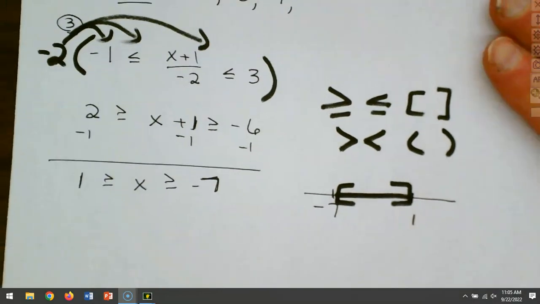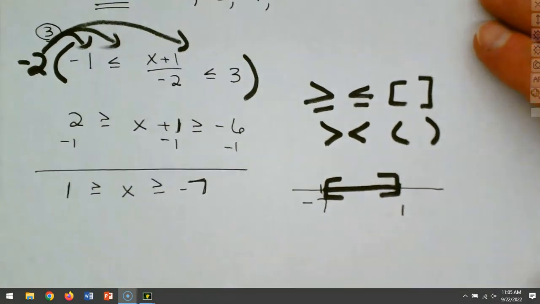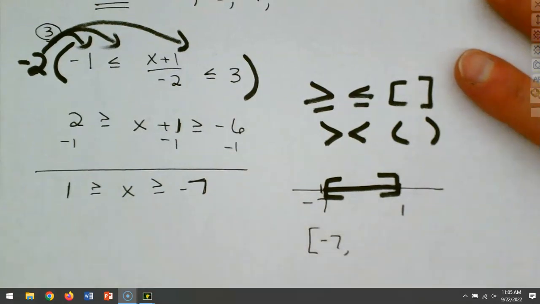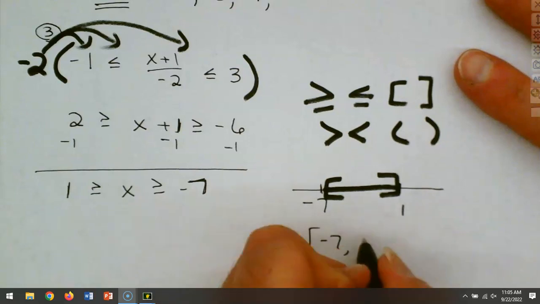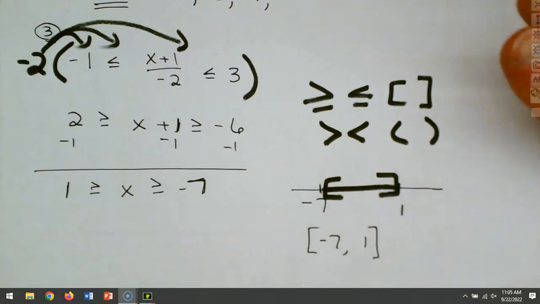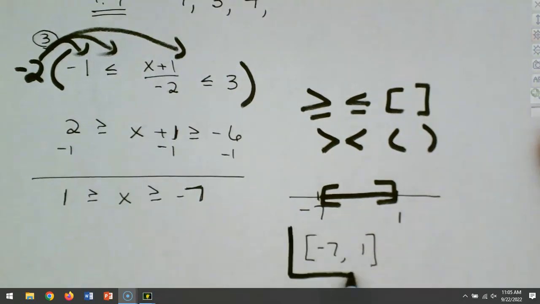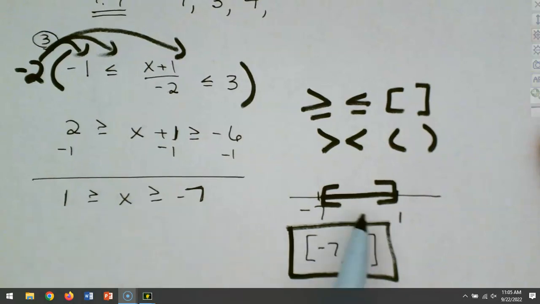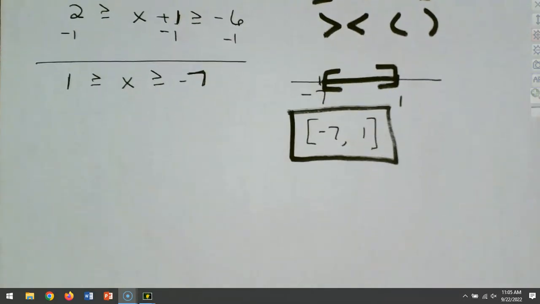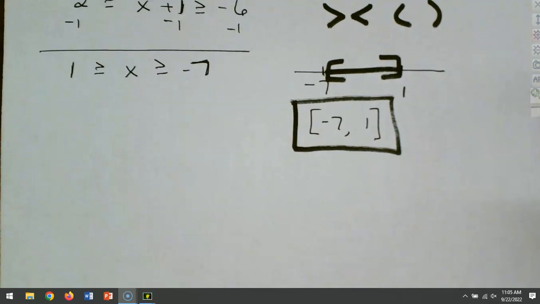And then in interval notation, what would our finished answer be? Well, it would be negative 7 with square brackets, comma, 1 with square brackets as well. But very, very important that you remember, when you put them on the number line, you may have to switch the order. So is everyone okay with that one? Does that one make sense how I solved that?